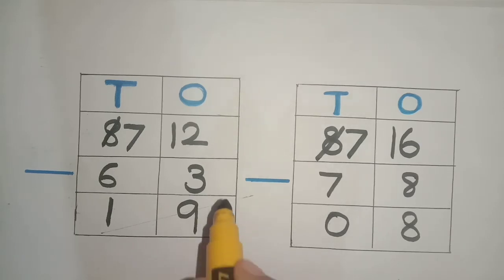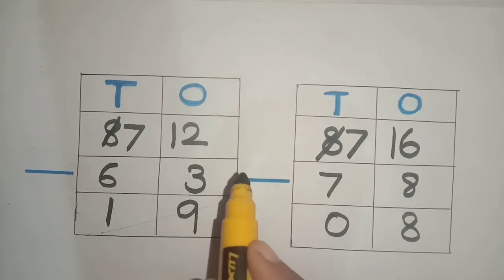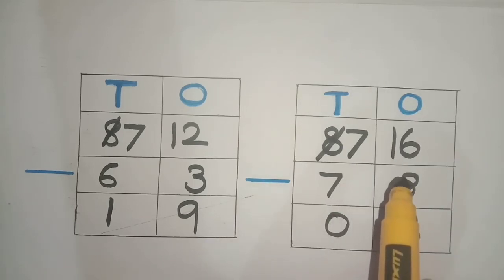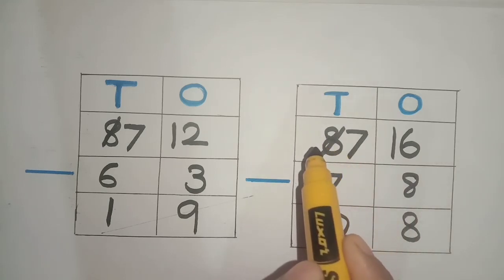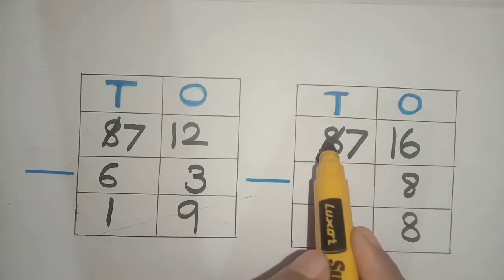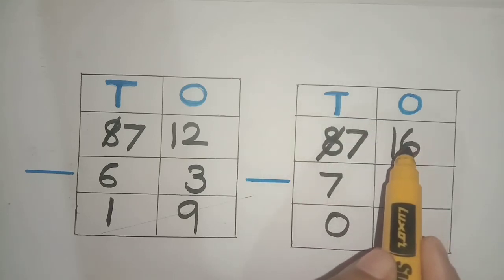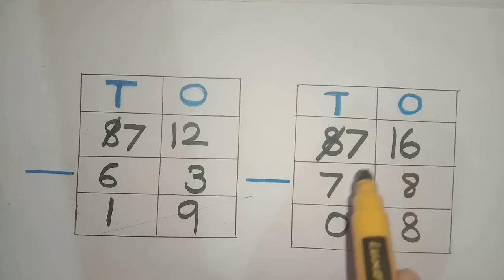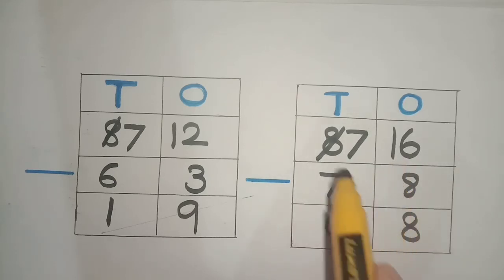Just practice well, then you can do it easily. The thing is, here you can do the borrowing. If the number cannot be subtracted, you have to go to the next place and just borrow one number from the next place, and that number you have to add on the ones place, the first place, then you can subtract directly.